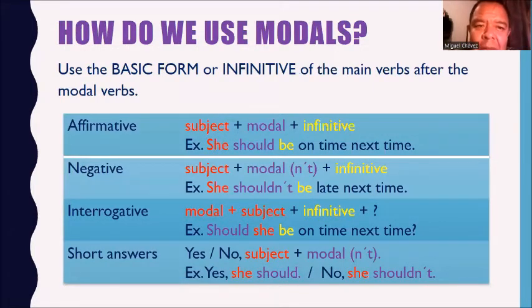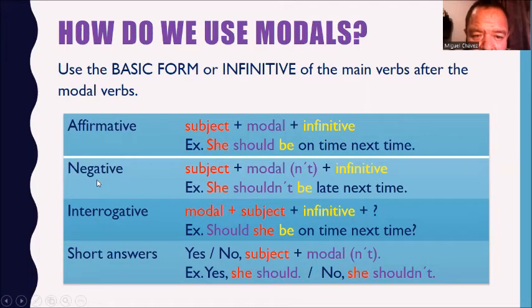How do we use the modal verbs? Use the basic form or infinitive without to of the main verbs after the modal verbs. Here we have the structure that we can use with any modal verb. First, in affirmative, we are going to write or say the subject plus the modal verb plus infinitive. For example, she should be on time next time. As you can see, we have the subject, she, the modal, should, the infinitive, be, and then the complement.